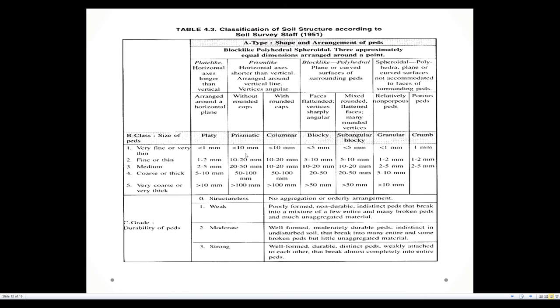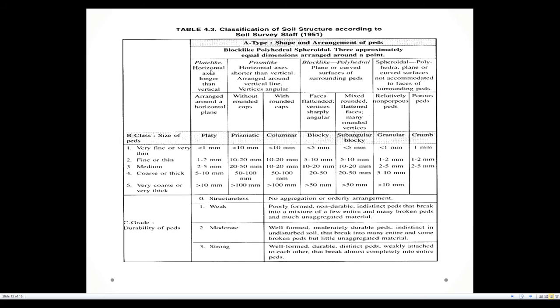This is the table in which the classification of soil structure is done according to the Soil Survey Staff in 1951. There are types of the shape and arrangement of the peds. The first one is plate like, the second is prism like, third one is block like, and fourth one is spheroidal.